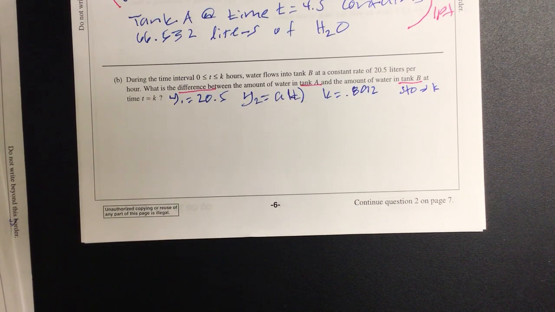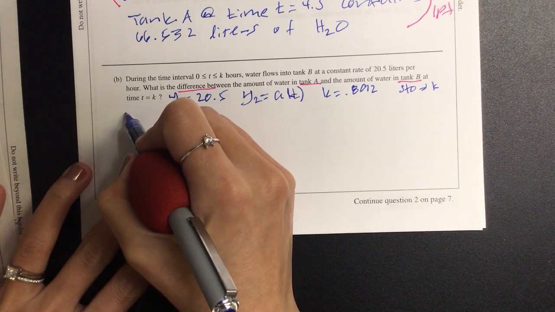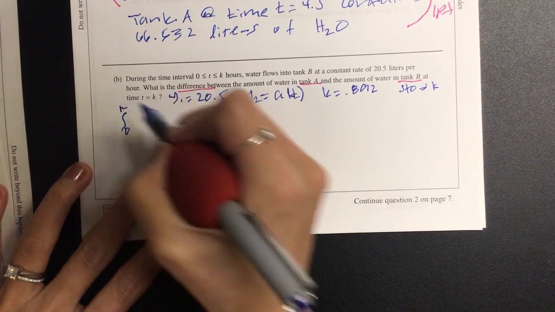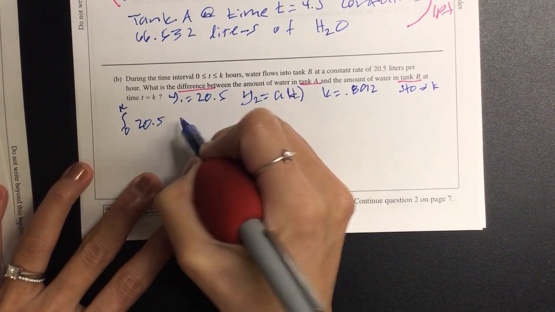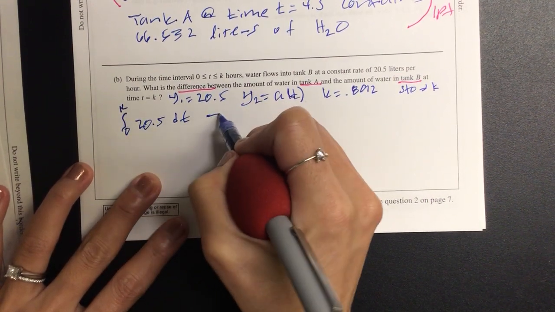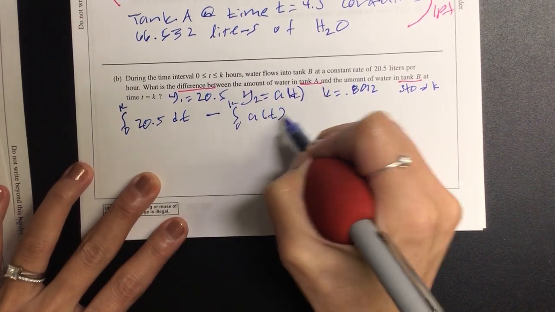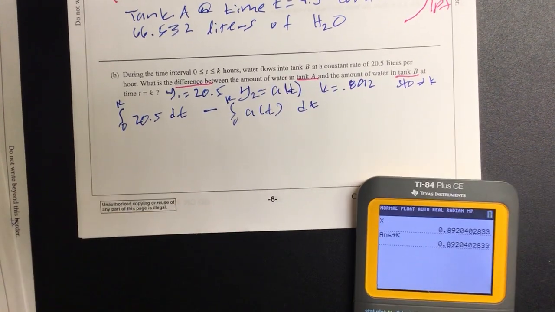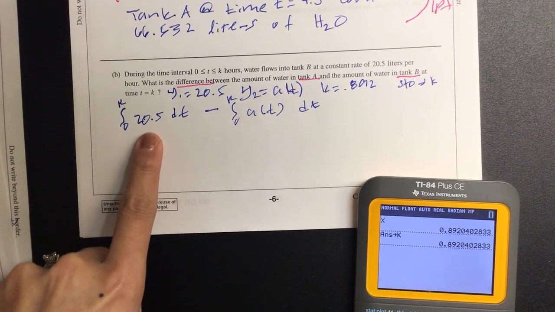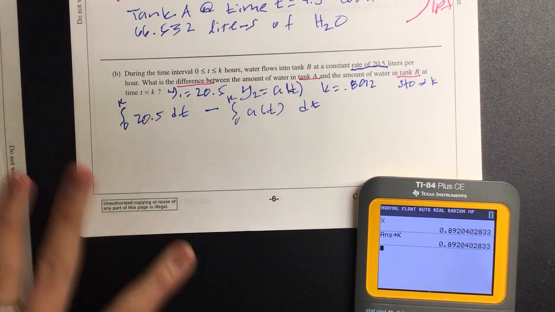So it's asking us to find the difference between them. Our difference in this case is going to be the integral from 0 to k of 20.5 dt minus the integral from 0 to k of A of t dt, because they asked us to find the difference. We knew 20.5 because they gave us that as the rate. If that is the rate, to undo the rate, we have to integrate it.